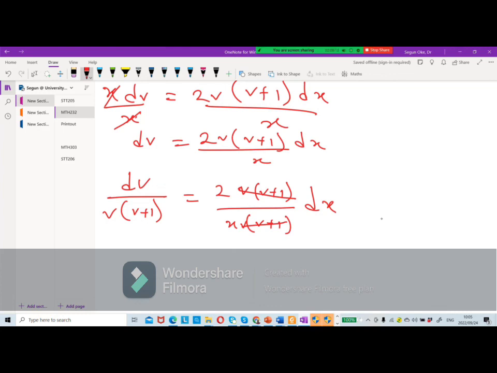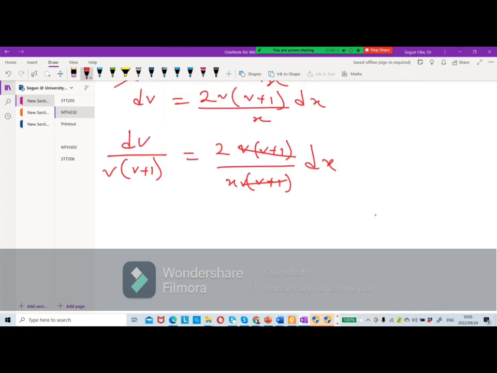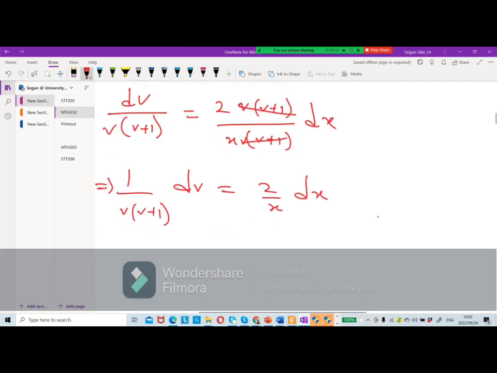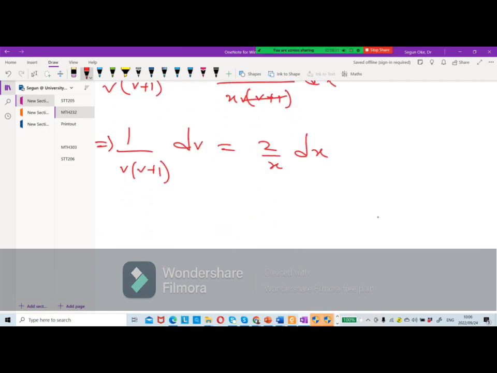So we can now integrate. Let's do it in a neater way. 1 all over v into v plus 1 dv equals 2 over x dx. Now integrate both sides. When you integrate both sides, you will have it. Now you will need what we call partial fractions to be able to integrate this side. And I want you guys to do that.